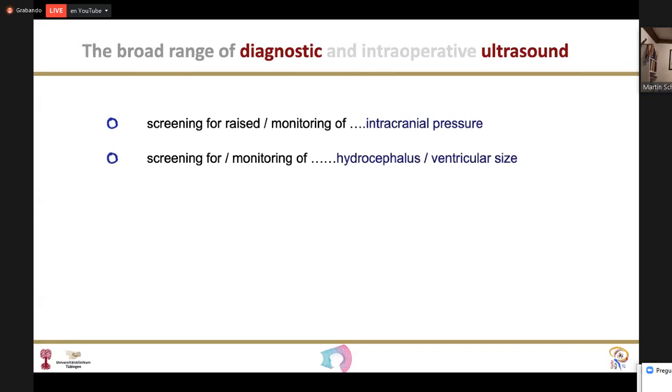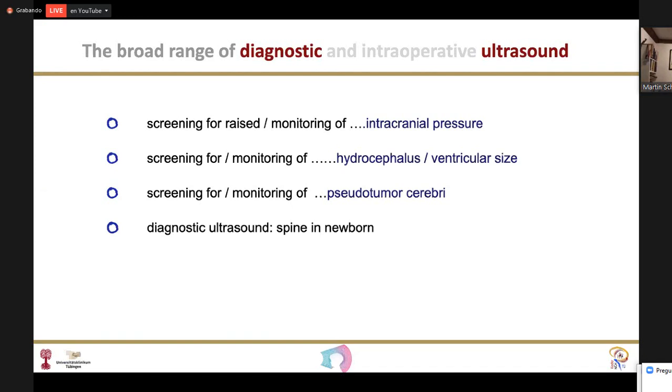You can use it very nicely to screen for ventricular size or monitor the ventricular size of the children with hydrocephalus you are treating. We use it for screening and monitoring of pseudotumor cerebri and the effects, for example, of acetazolamide therapy in these children. I'm not going to talk about diagnostic ultrasound, for example, for spine pathology in the newborn. We use it for craniosynostosis. We almost do not do any CT scans anymore to prove an open or a closed suture. It can all be done by ultrasound.